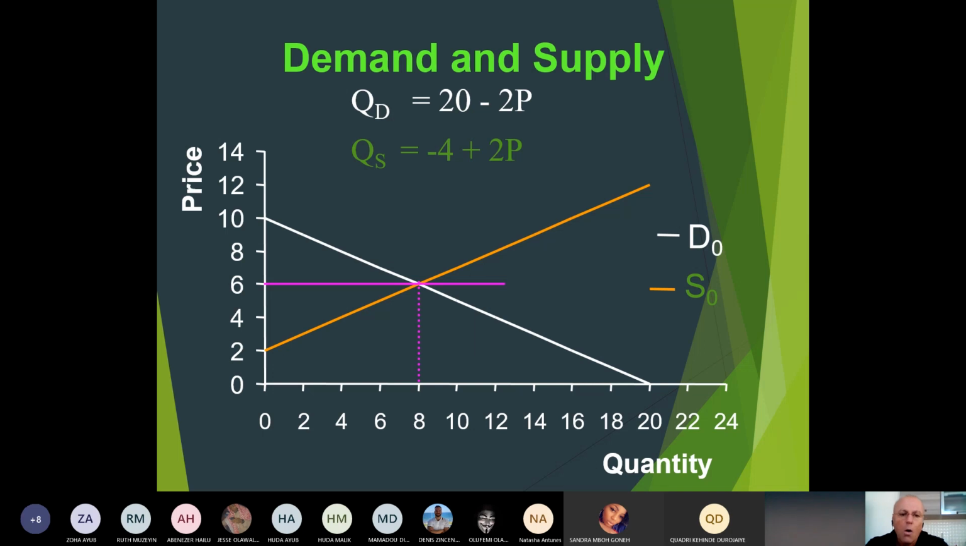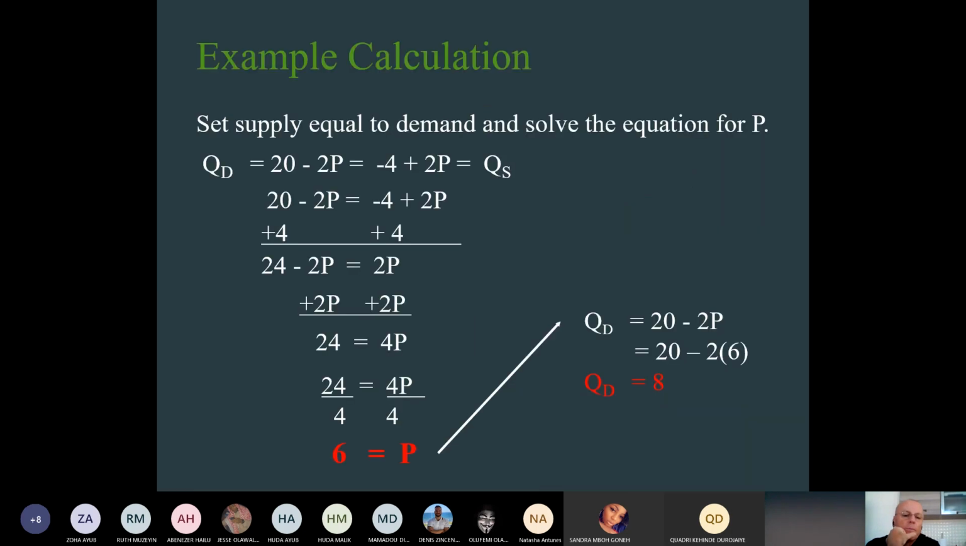Is it clear? Or you can put the 6 into the demand curve, 20 minus 2 multiplied by P, and P is 6. 6 times 2 is 12. 20 minus 12 is 8. And again, you are finding the quantity demanded at price 6. Then you have the equilibrium price and equilibrium quantity for this equation. Is it clear? I think you got it. Yes, sir. Okay, shall I go further? Yes, sir. Good.